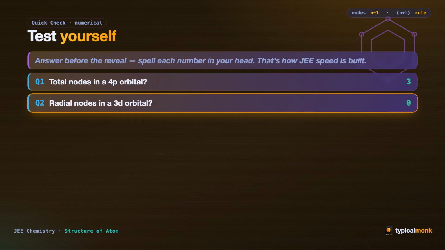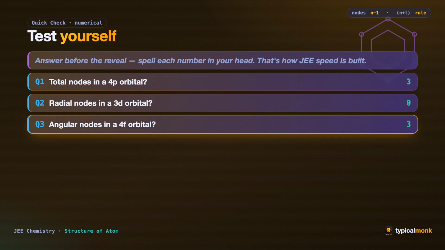Question 2. How many radial nodes are in a 3d orbital? Radial equals n minus l minus 1. So 3 minus 2 minus 1. 0 radial nodes. Question 3. How many angular nodes are in a 4f orbital? Angular nodes equal l, and for f, l is 3, so 3 angular nodes.